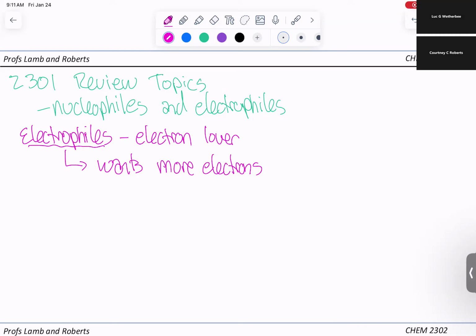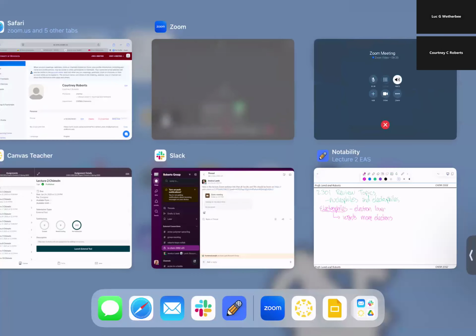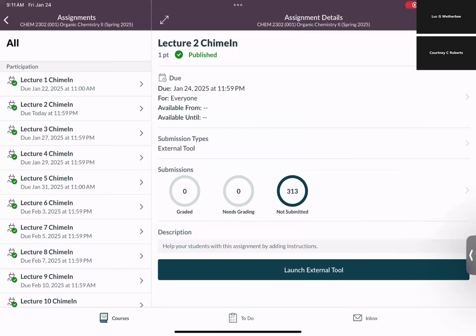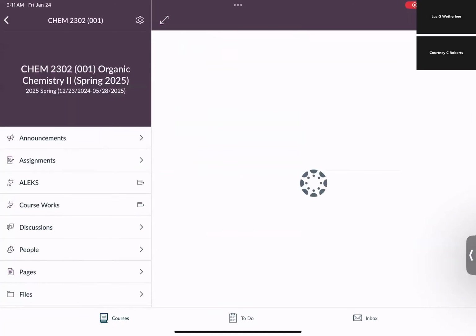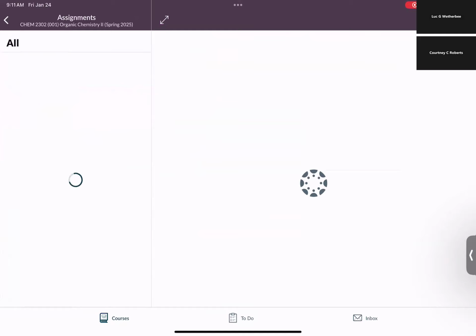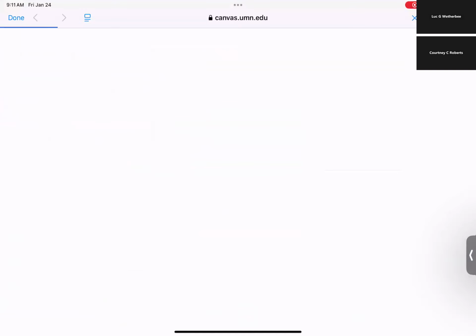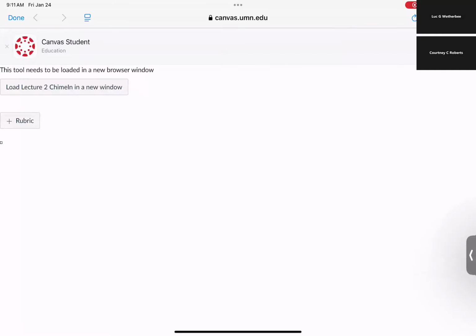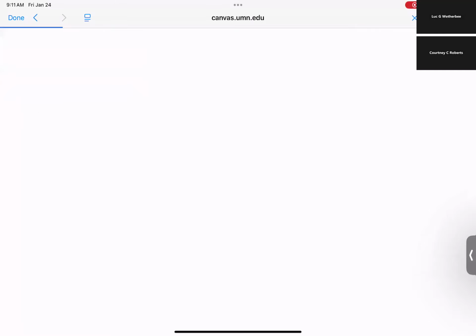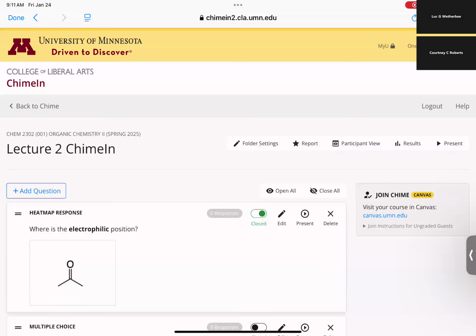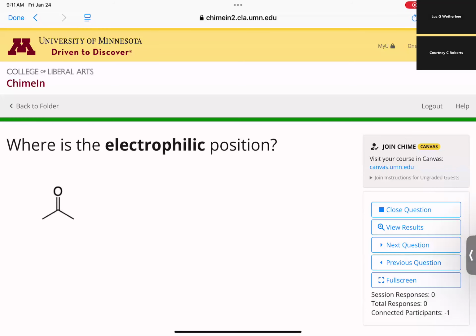To get us into this, we're going to take a look at a molecule on CHEM, and you're going to identify where the electrophilic position is. If you go to CHEM on your Canvas app, we're going to have a couple CHEM questions today, so feel free to leave your phones out. We're going to go to assignments, and we are lecture 2 for CHEM. We're going to take a look at this first question, which is going to help you refresh exactly what the electrophilic position is on this particular molecule.